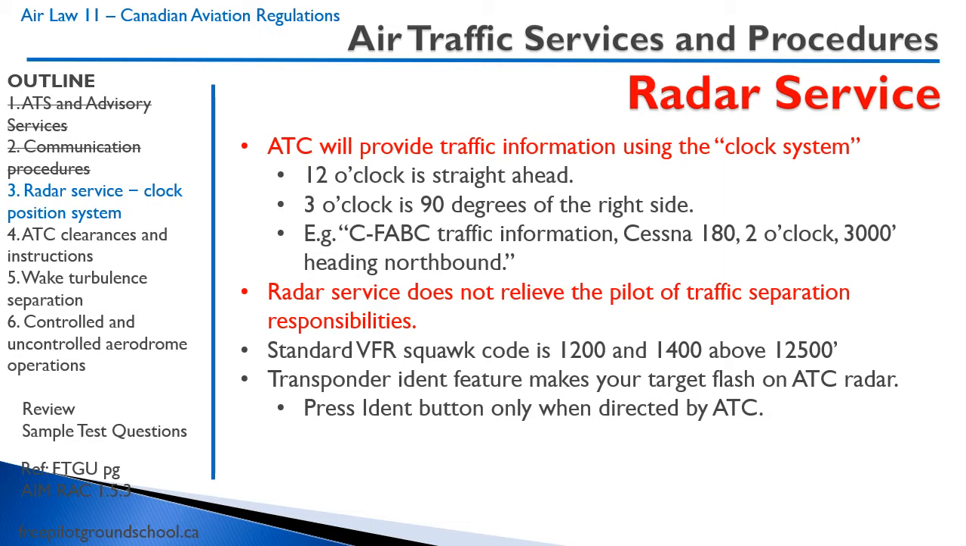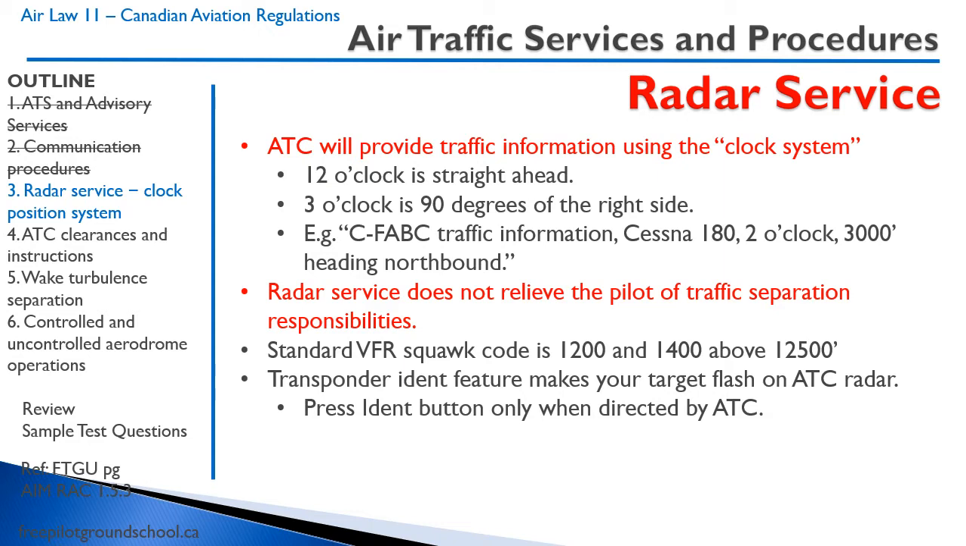Now, we talked about secondary radar. It uses something called a transponder. On the transponder, you can put a code as assigned by air traffic control. It's a 4-digit code, and these codes are called squawk codes. The standard VFR squawk code is 1200, and if you're above 12,500 feet, you put 1400 in the squawk code.